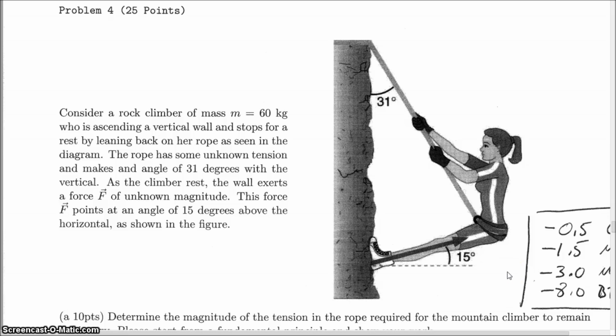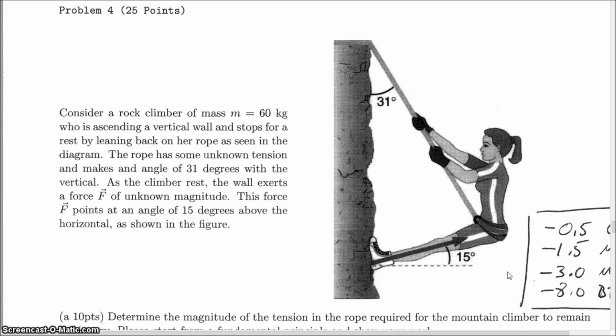Problem number 4 on midterm 1 asked us to consider a rock climber of mass m, 60 kilograms, who is ascending a vertical wall and stops to rest by leaning back on her rope, as seen in the diagram. The rope has some unknown tension and it makes an angle of 31 degrees with the vertical. As the climber rests, the wall exerts a force of unknown magnitude, and this force points at an angle of 15 degrees above the horizontal.